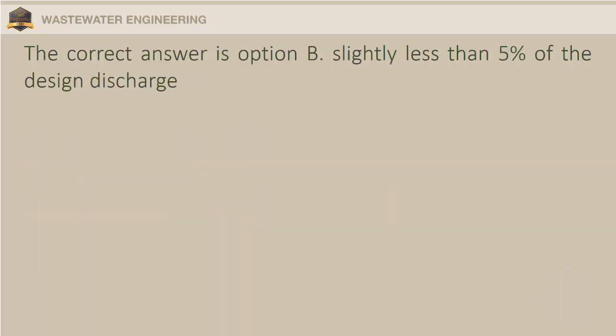The correct answer is option B. Slightly less than 5% of the design discharge.